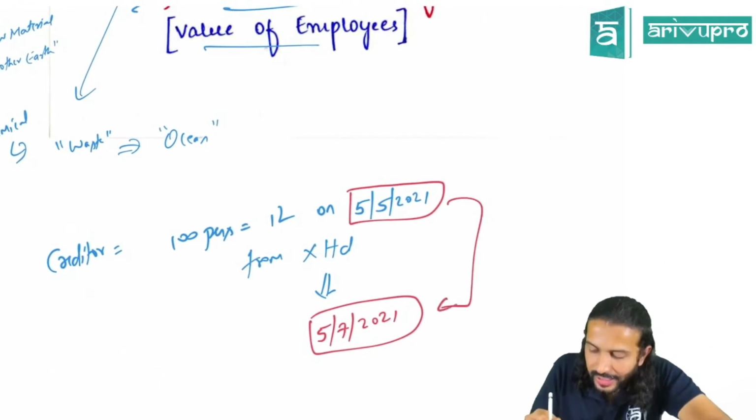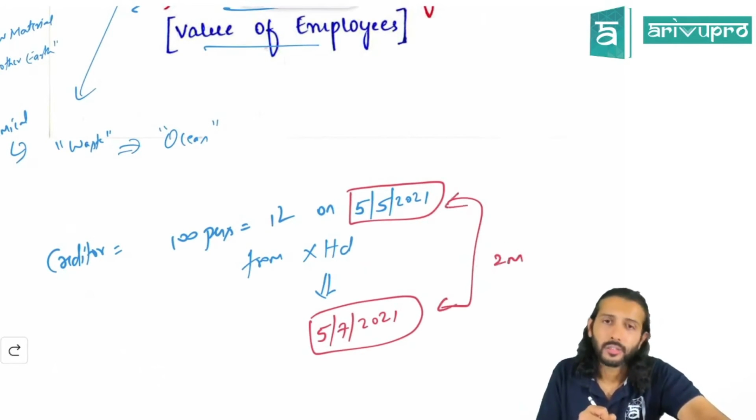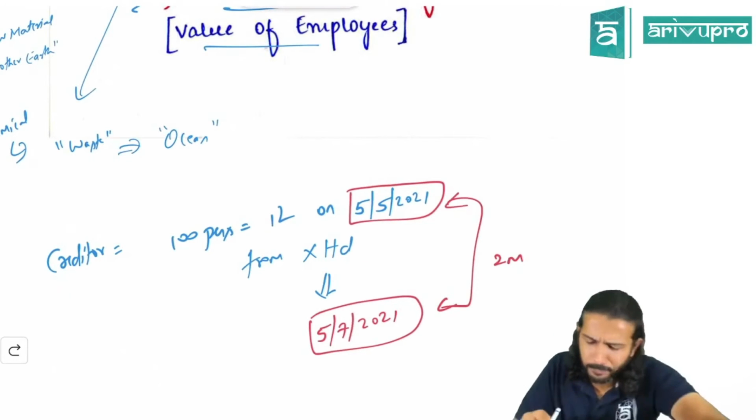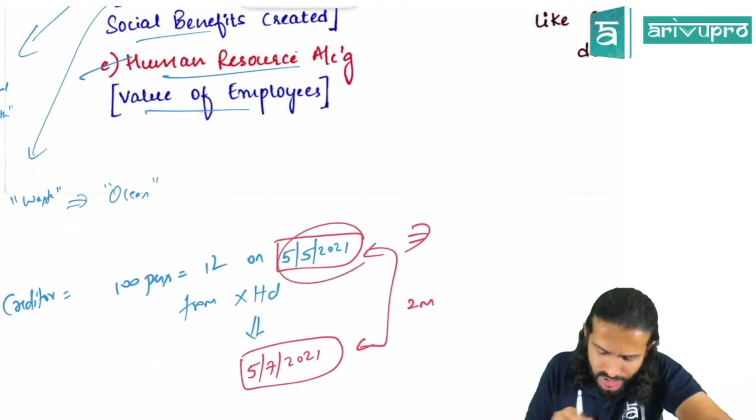That means there is a delay. How much is the delay? There is a delay of 2 months. Fair enough. That means you need to pay somebody. On 5th May, do you have any liability? Science background students, can you tell me?